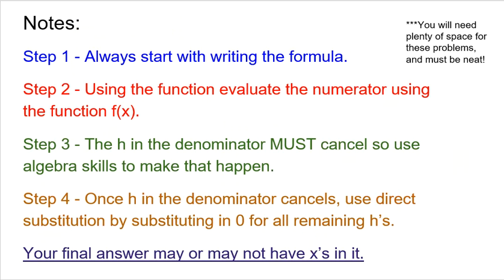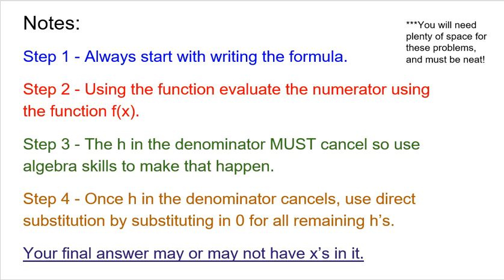All right, so how do we actually find the derivative? Again, a formula, all right? So it's very similar steps to what we used in the tangent line problem video. Step one is always starting by writing the formula. Always. So make sure you know that formula that was on the previous slide. Then we're going to use the function to evaluate the numerator using the function f of x. I know that's kind of a confusing sentence, but basically we're going to use the function to help us evaluate the numerator, and we'll see that in examples.